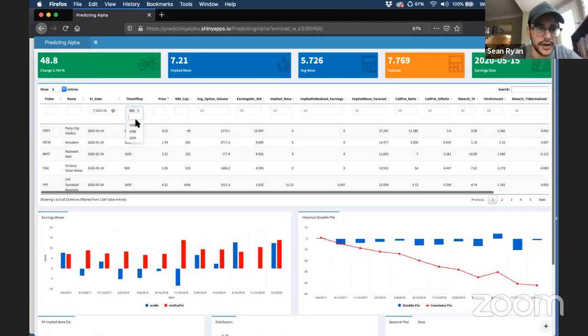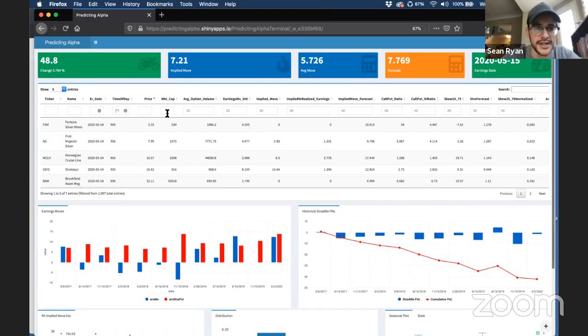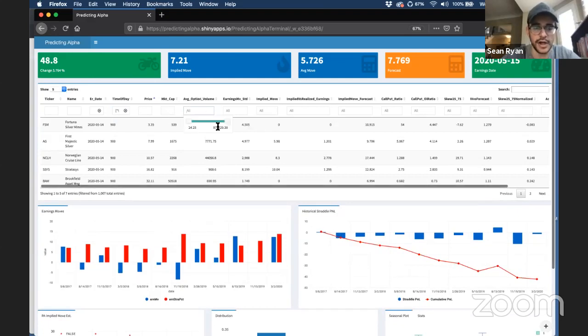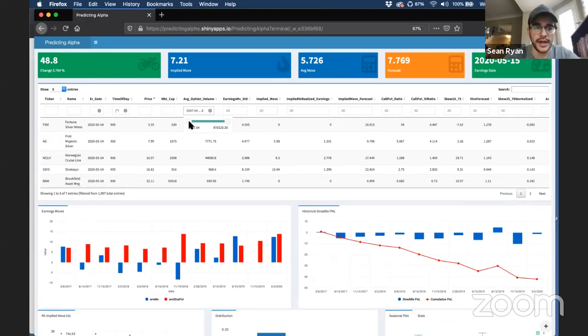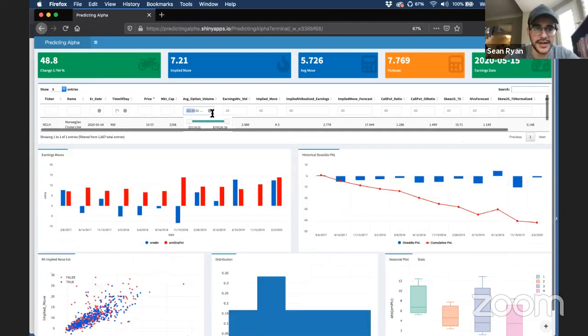Let's look at tomorrow morning. Right, so these are things that we can still trade today. Average option volume, we're going to want this to be a little bit higher. We want to make sure this is something we can trade. So I'm going to set that to 2,000.